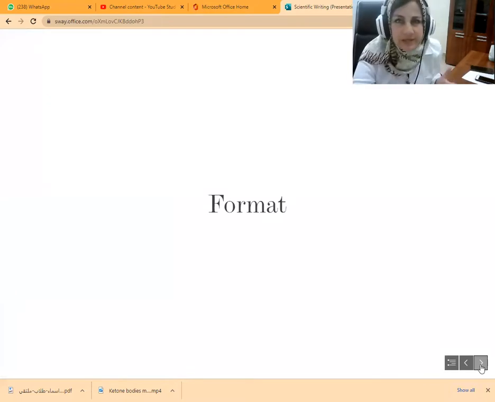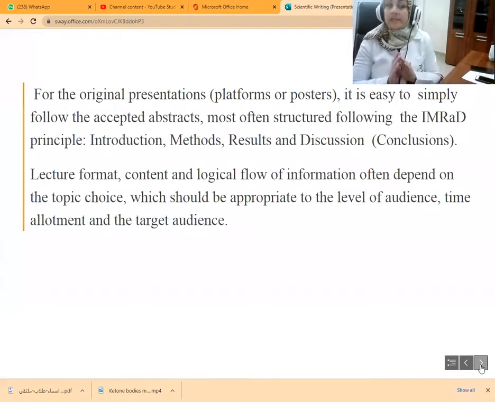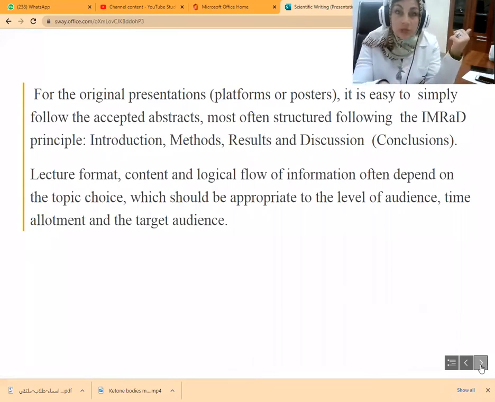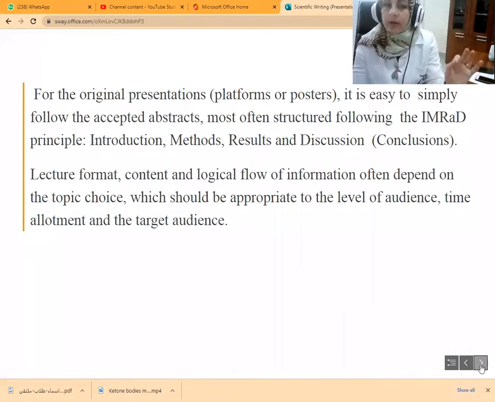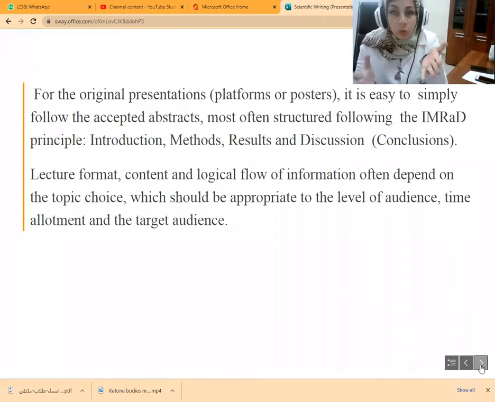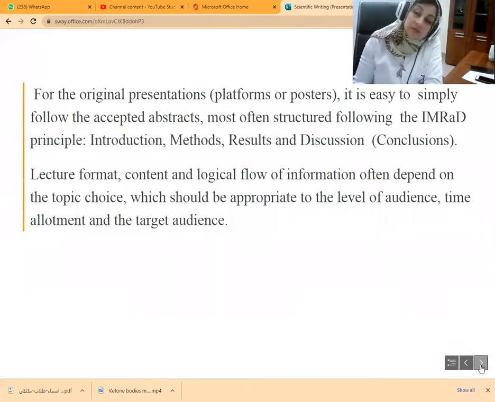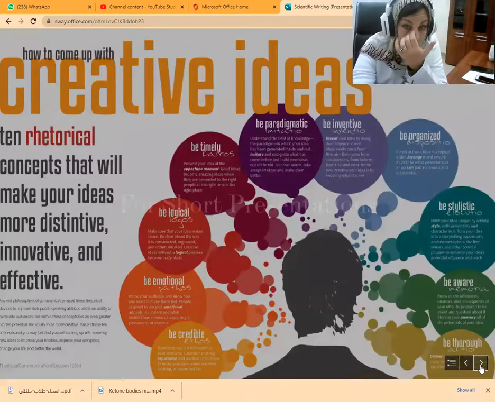So what are the formats? What goes into my presentation? When it is an original presentation like platform presentation or poster presentation, what we call oral presentation, we will follow the natural content of the research paper. Introduction, methods, results, discussion, maybe conclusion. But if you're asked to give a lecture, it's different because a lecture is now mandated by who are the audience who are attending and what is the allocated time that I am being given to deliver this presentation.